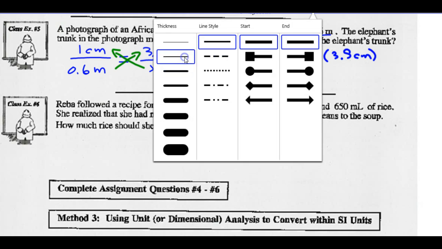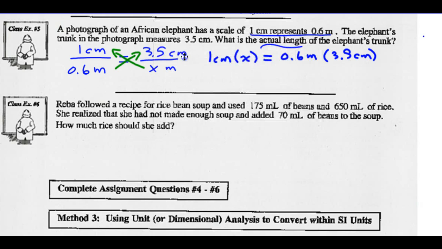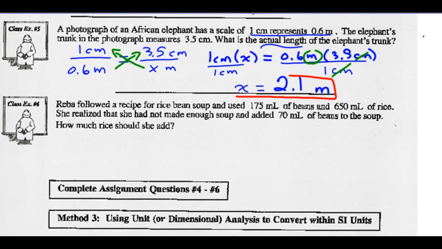All right. Now I divide both sides by 1 centimeter. And we find out that x is going to equal 0.6 times 3.5 divided by 1. And our units will cancel. We get rid of those centimeters. And I've only got meters left. So the unit we're left with is the one we want. So 0.6 times 3.5 gives us 2.1 meters. So the actual length of the elephant's trunk is 2.1 meters.